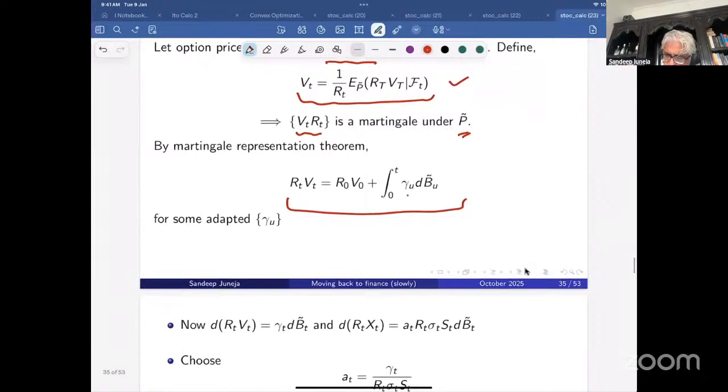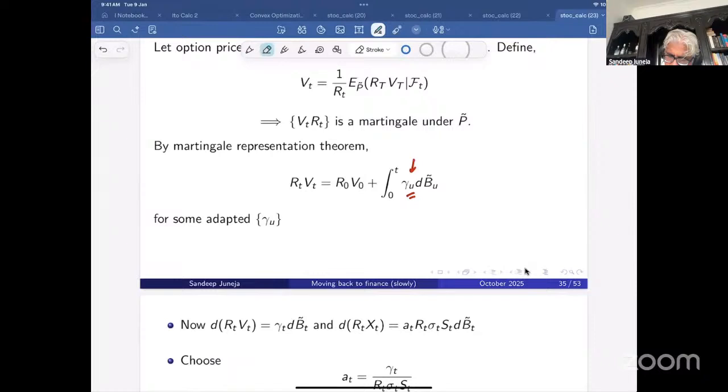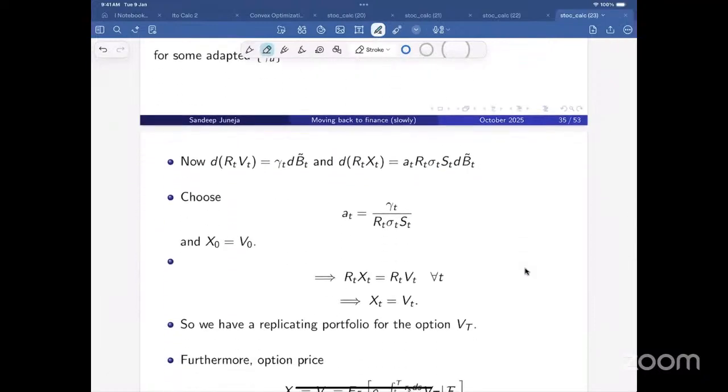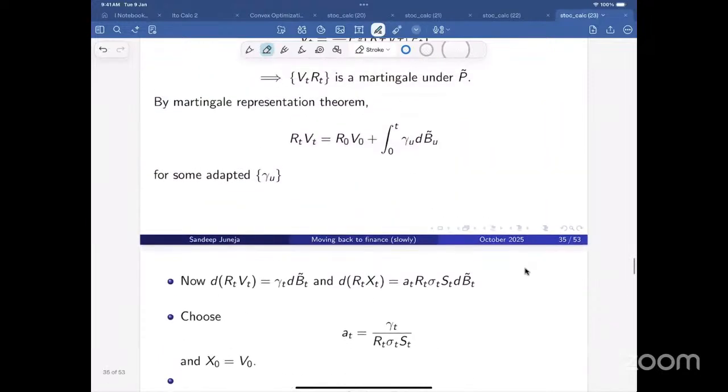And this gamma U is adapted. We should be careful about this. So the martingale representation theorem says that any martingale will have this following representation, where this density process gamma U is going to be an adapted process. And to be able to use the representation theorem, we are forced in our model to assume that the filtration is generated by the Brownian motion.